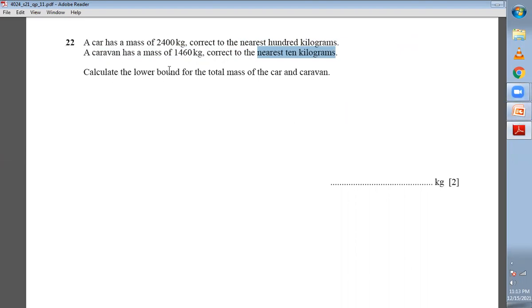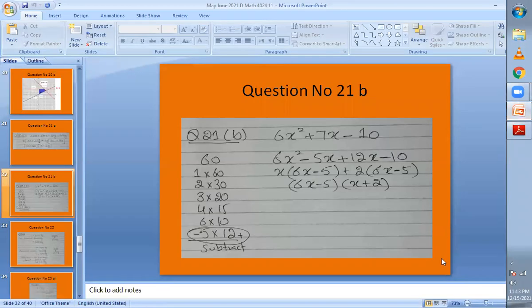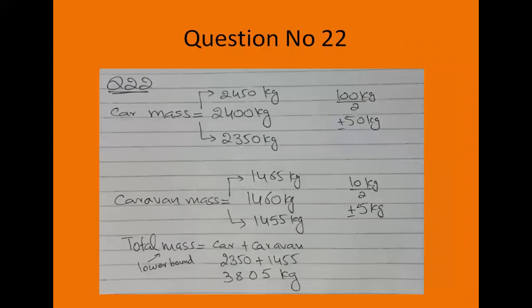So let me show you. It says: calculate the lower bound of the total mass of the car and the caravan. This is a very important question on the upper bound and lower bound. The car mass is 2400 kg, correct to the nearest 100 kg. In your rough work, you will write 100 kg divided by 2, which is 50 kg, with plus minus. If I add this, you will get the upper bound. If I subtract this from the measurement, I will get the lower bound. So 2400 plus 50 is 2450 kg, that's the upper bound. 2400 minus 50 gives 2350 kg, that's the lower bound of the mass of the car.